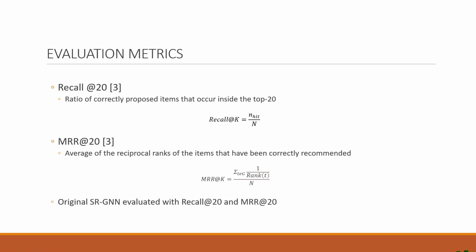The MRR at 20 metric refers to the average reciprocal rank of the items that have been correctly recommended. This term can also be described as distance to the perfect prediction.